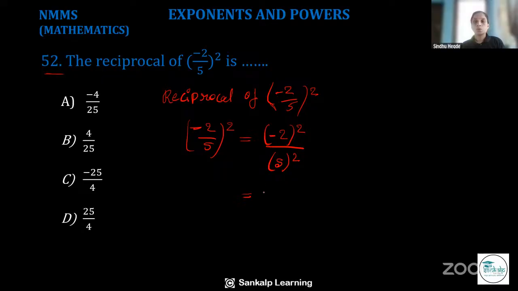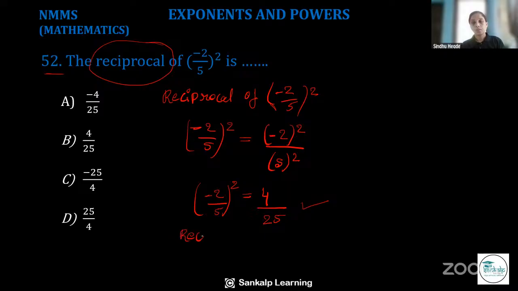Minus 2 the whole square is nothing but minus 2 into minus 2, minus minus plus, 2 into 2 is 4, divided by 5 5s are 25. So 4 by 25 is the answer for minus 2 by 5 the whole square. This is not our final answer. They asked to find the reciprocal of this one.